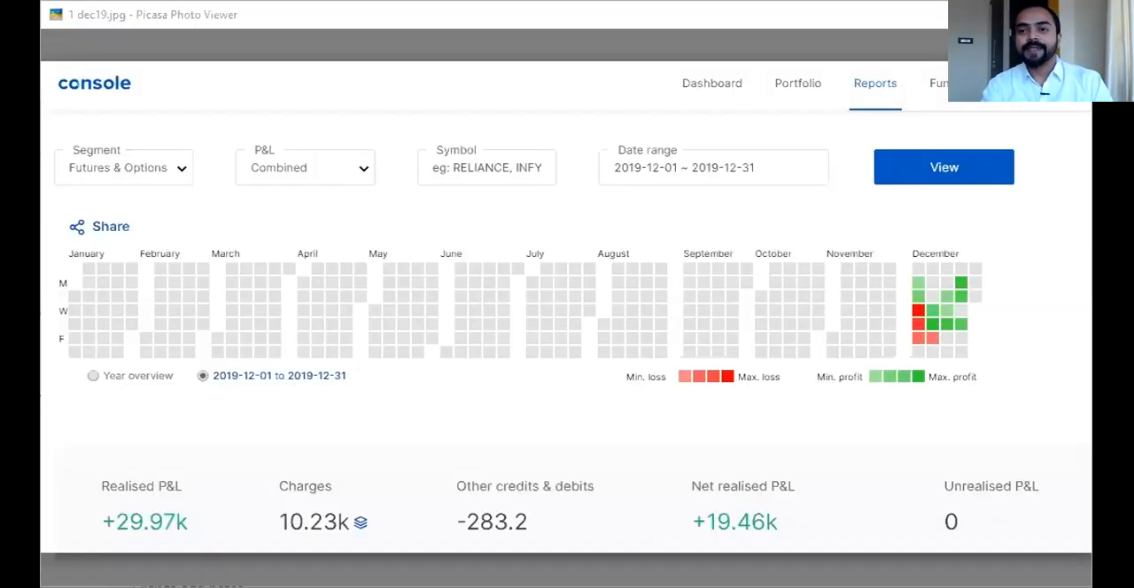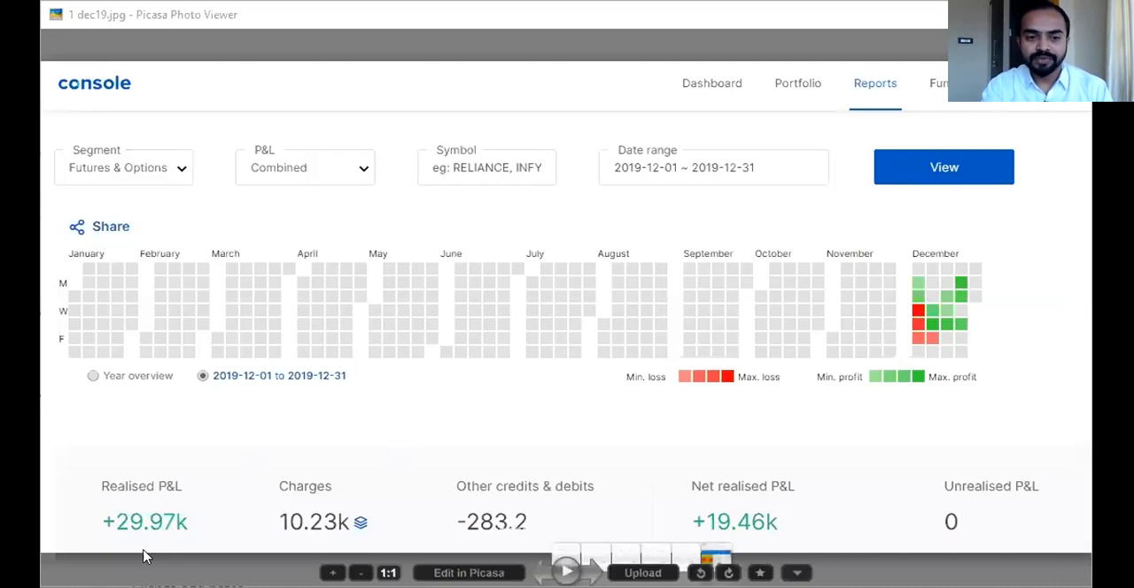So I will share my profit for the last 5 months, from the month of December. So this is December 2019. As you can see on the screen, 1 December to 31st December 2019, my profit is 30,000 rupees. This is my brokerage, and this is my chart, meaning the days I made profit and loss.